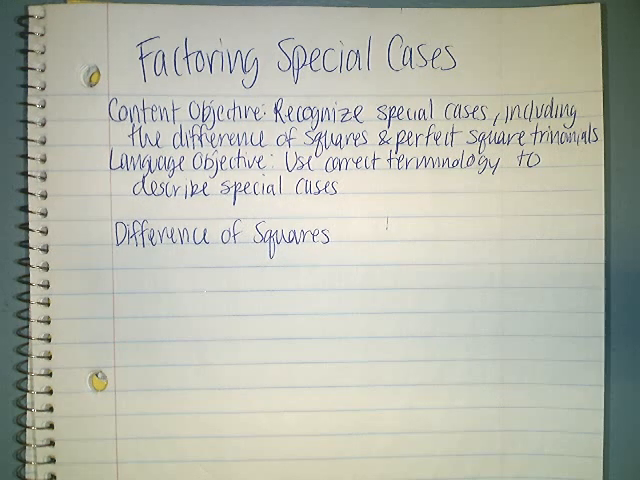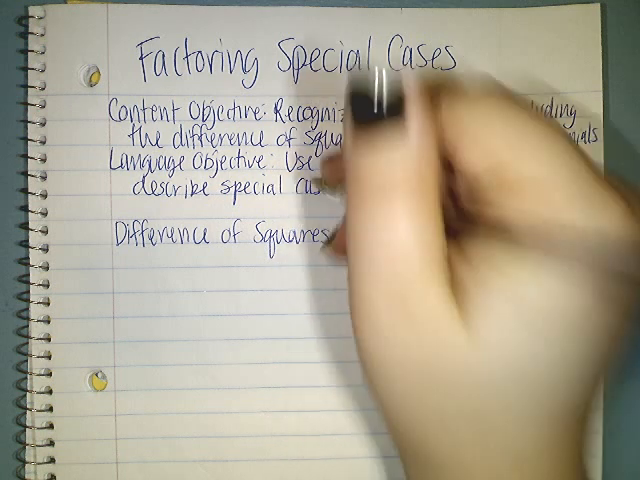Okay, so today's notes are on factoring special cases. Our content objective is to recognize special cases, including the difference of squares and perfect square trinomials, and our language objective is to use the correct terminology to describe special cases. So the first special case that we're going to talk about is the difference of squares.